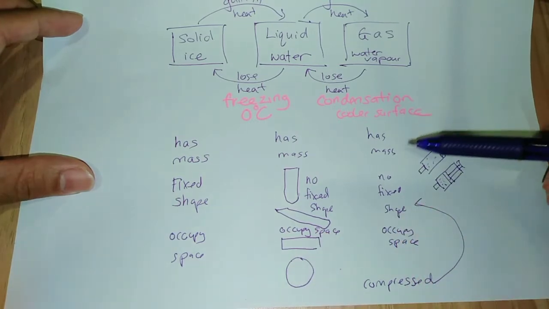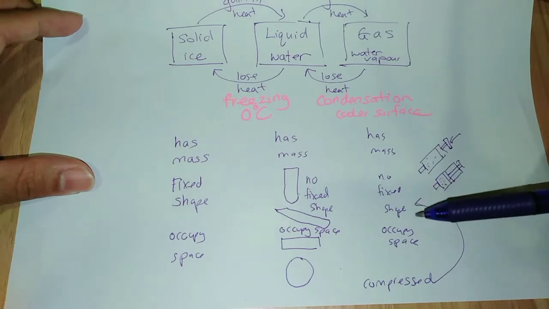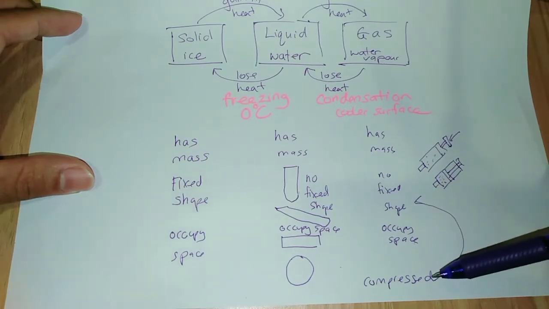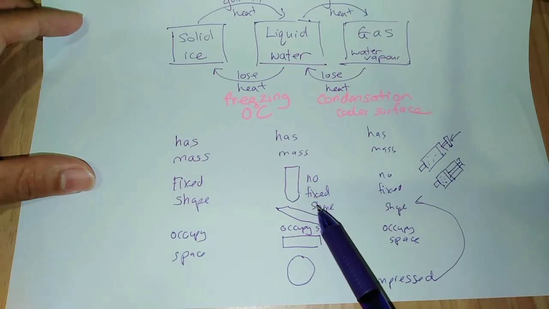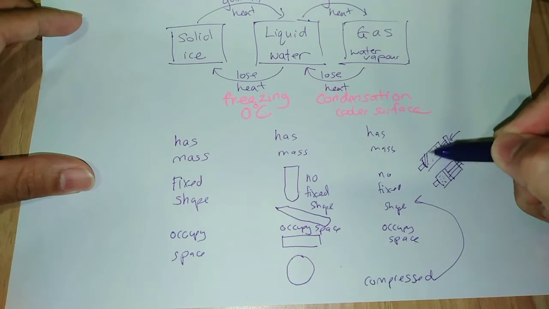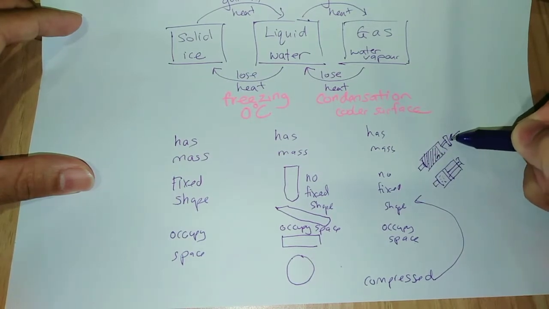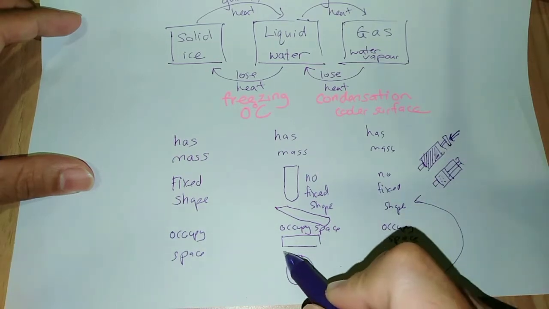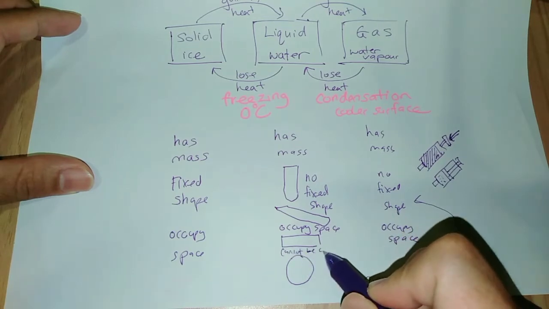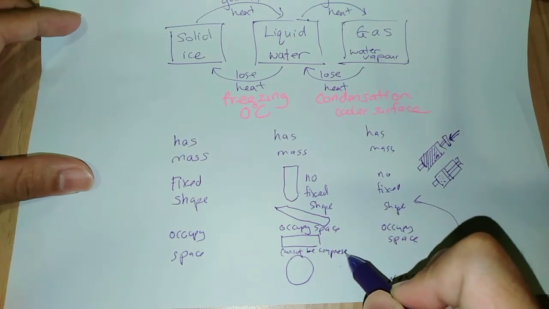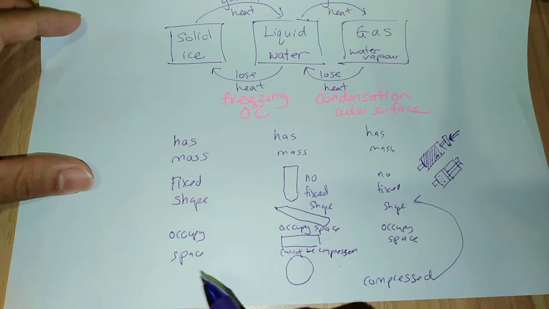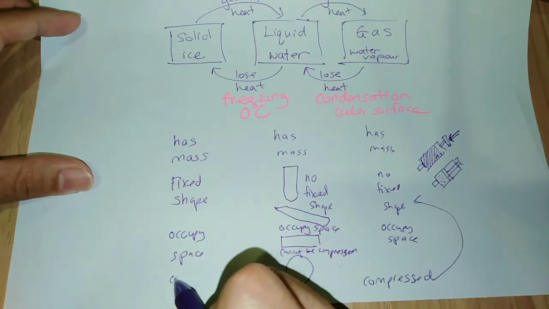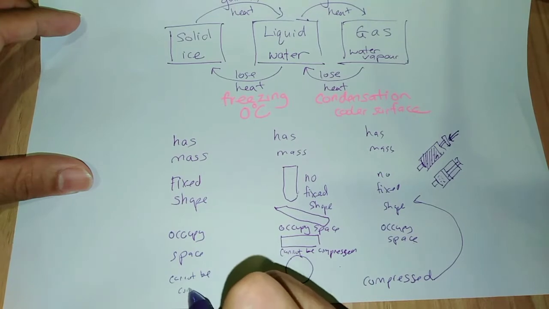So air has a few properties. Air has mass, air has no fixed shape, air occupies space, and air can be compressed. Liquids do not have a fixed shape, but liquid cannot be compressed. So if this was filled with liquid instead, you try to force this plunger down, it will not go in. Alright, because liquid cannot be compressed. Likewise for solid, right? Solid cannot be compressed too.